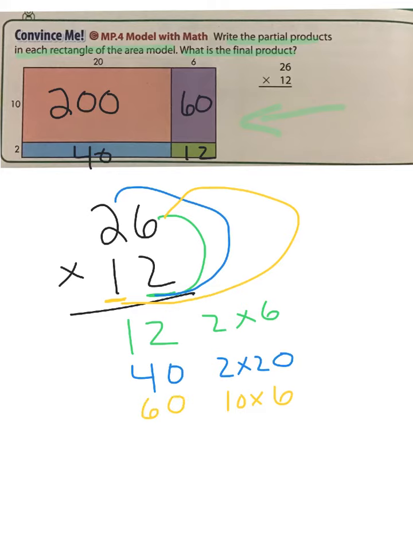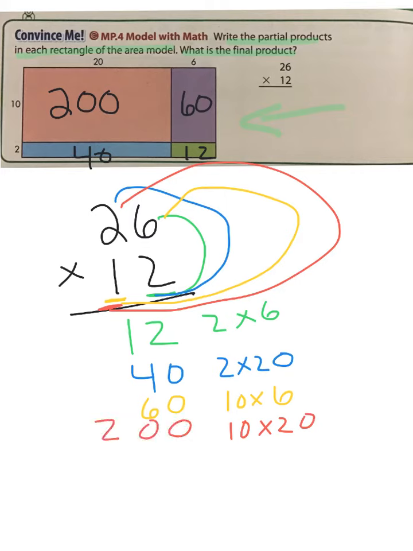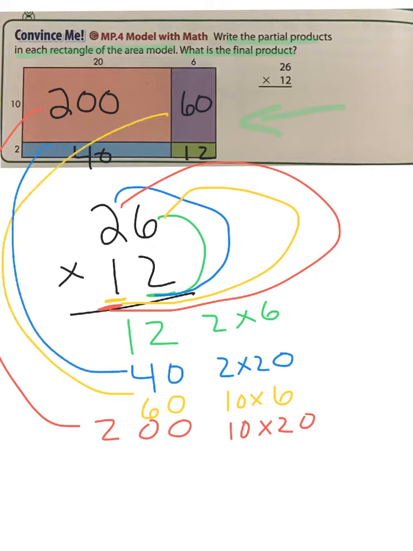And last, we're going to multiply the tens place, which is a 1, which happens to be a 10 again, by this 10, which actually stands for 20. So 10 times 20 is 200. Our partial products match. We have 200, we have 60, we have 40, and we have 12.